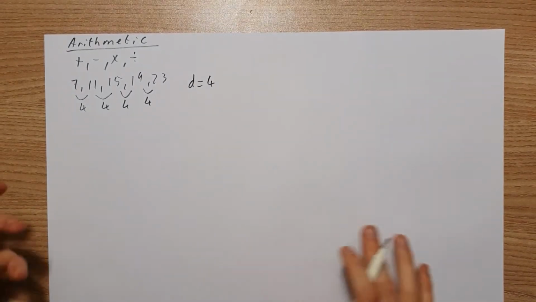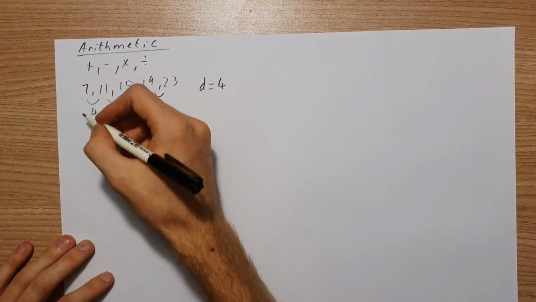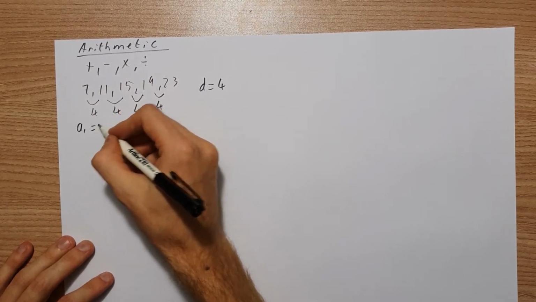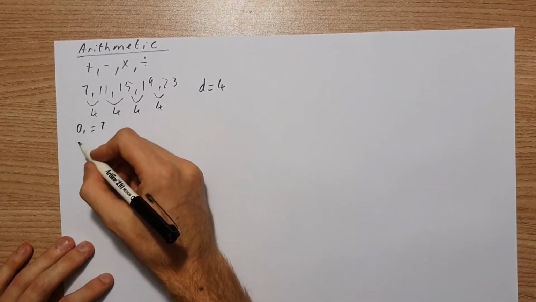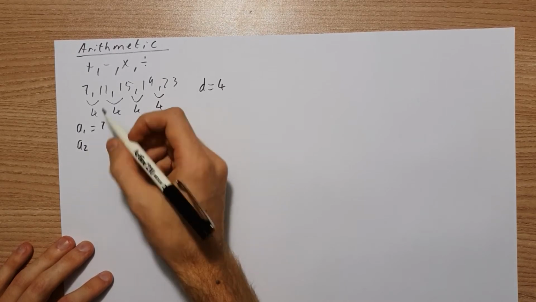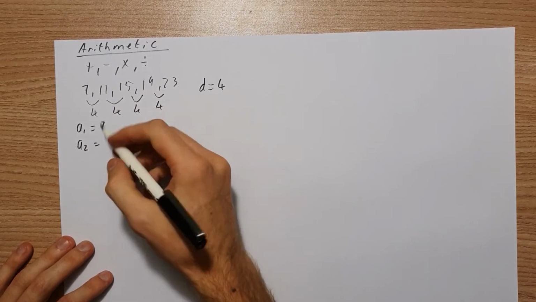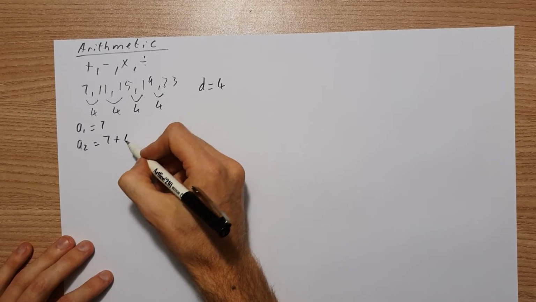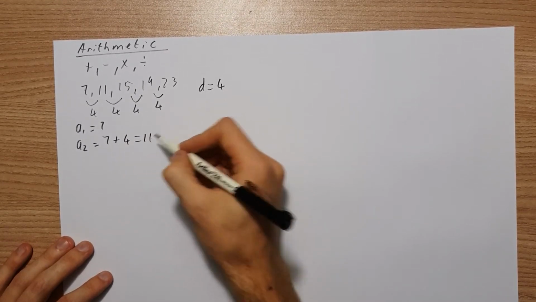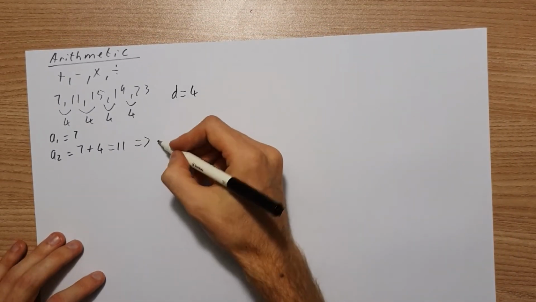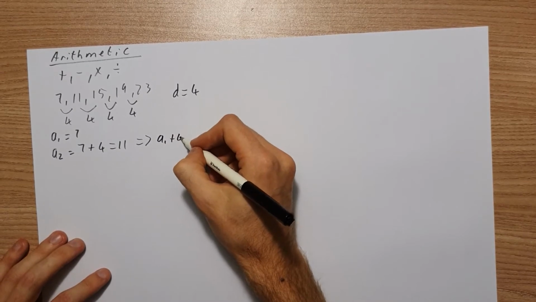Okay, so let's just have a look at what's happening here. The first term, a1, is going to equal 7. The second term, a2, is 11. But how did we get there? We said 7 plus 4, which gives me 11, or we can rewrite this as a1 plus 4.